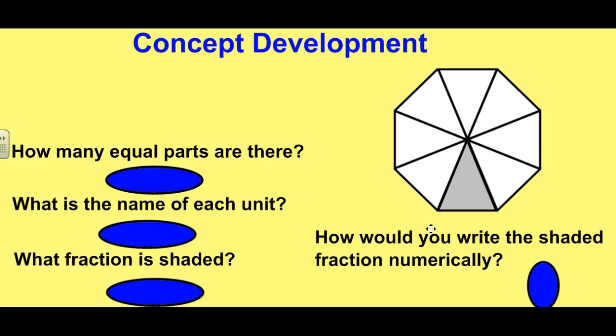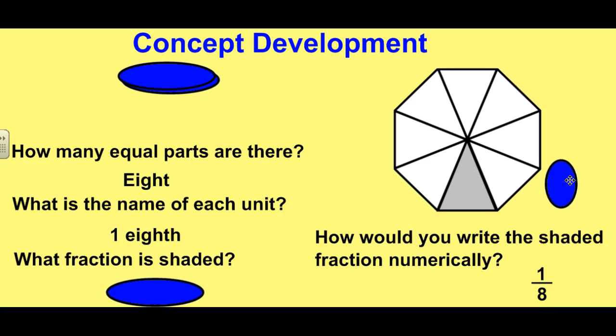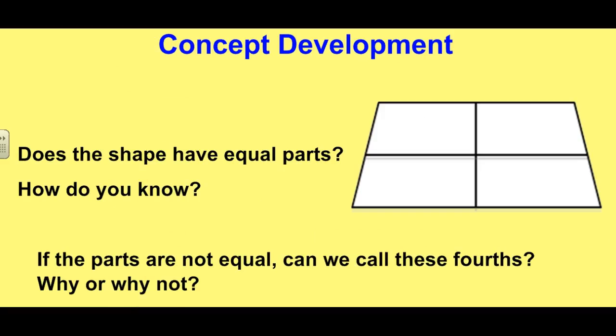Okay, doing the same steps with this on your board. Make sure you're pushing pause whenever you're doing this so you can check your answers whenever you're ready. There are 8 equal parts, and each part is 1/8. And the fraction that is shaded is 1/8, because there are 8 equal parts and there's only 1 part shaded, because remember the number on the top of the fraction is the part that's shaded.